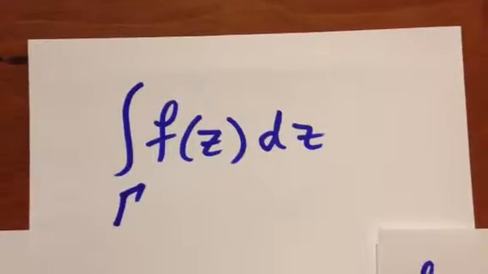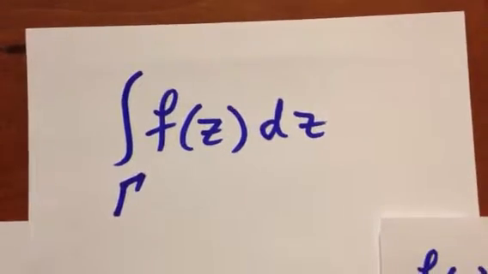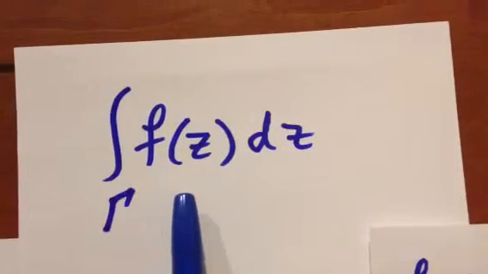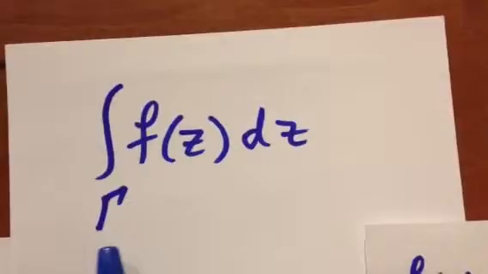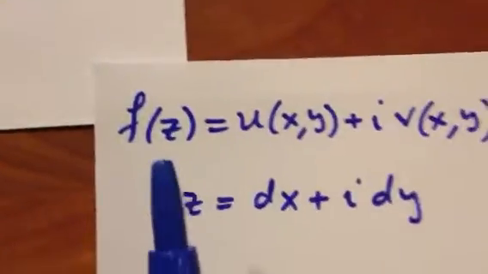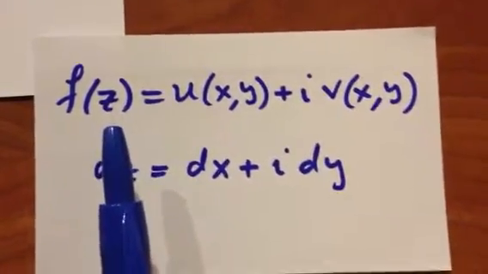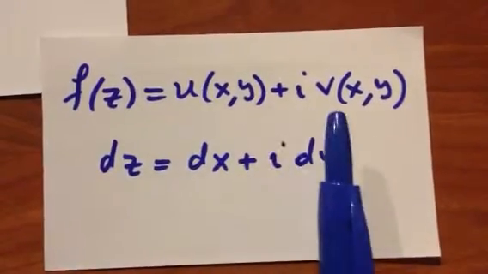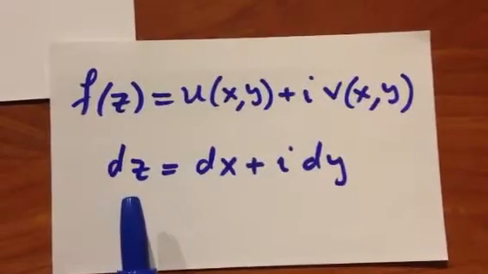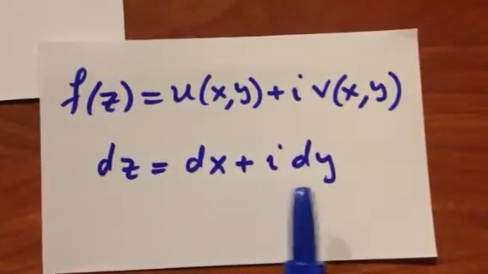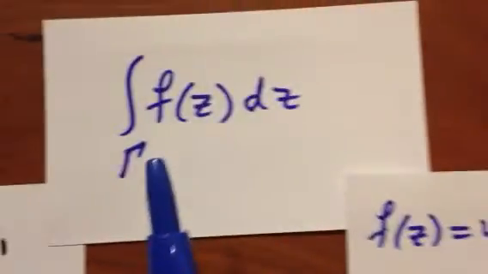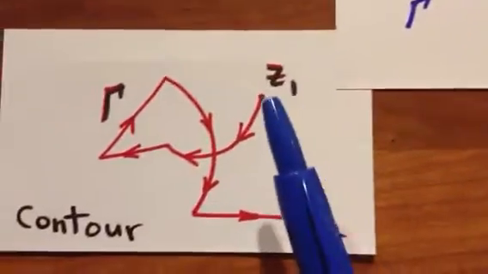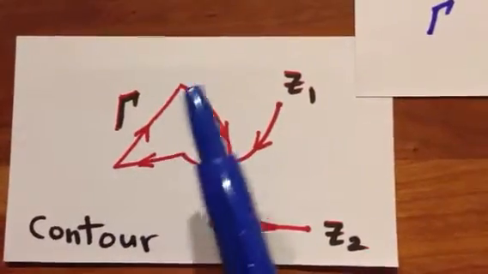This is an overview of everything you need to know about complex integration. A complex integral has three components: f of z, dz, and gamma. f of z is a complex function of a complex variable z, u plus iv. dz is a complex differential, dx plus i dy. And gamma is a contour on the z-plane from z1 to z2.